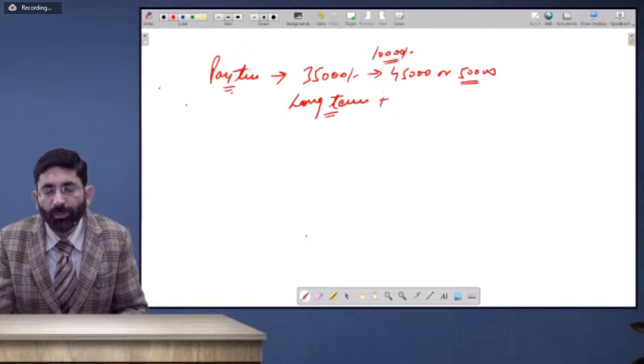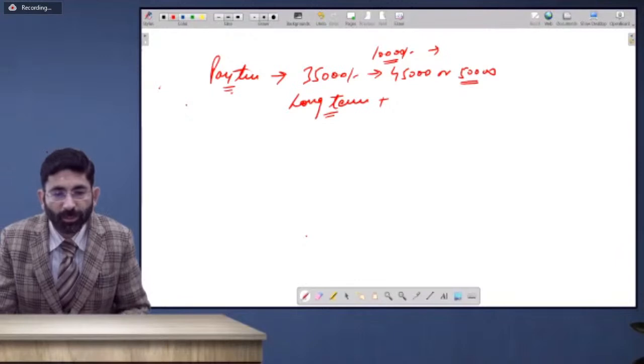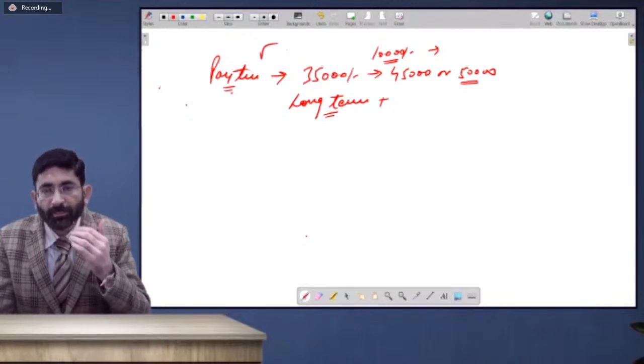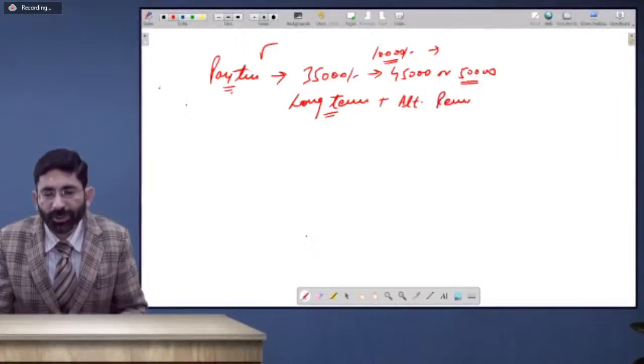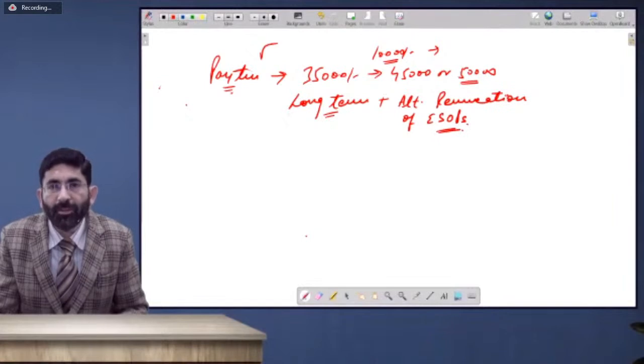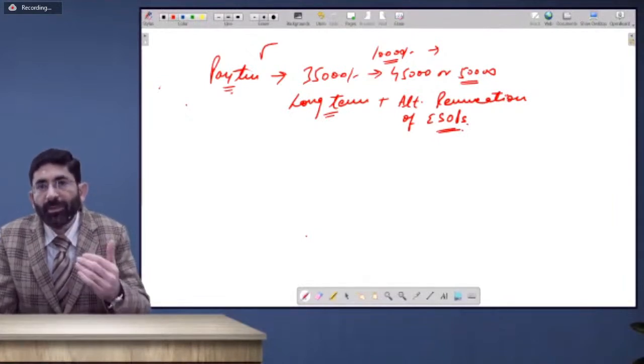But the company offers me shares in their company. This Paytm has offered me shares in their company, which I will get after 2 years, the vesting period. This is an alternative remuneration, the employee stock option plans that I am getting from the company. So due to that reason, I may work with them for long term.